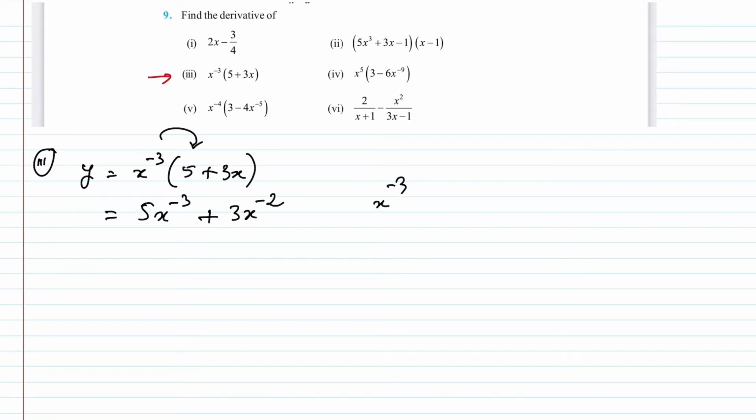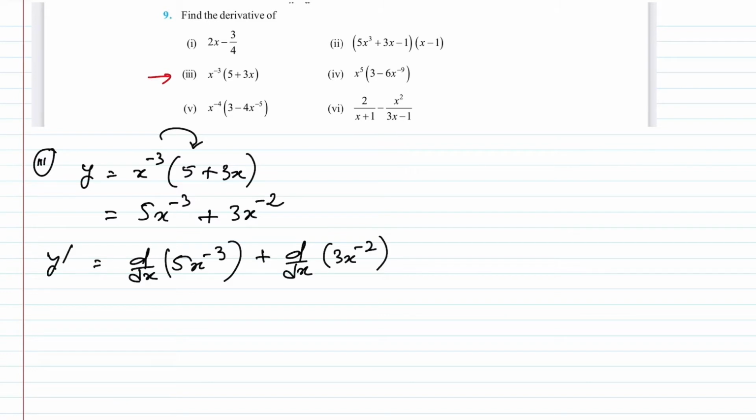So x to the power minus 3 into x to the power plus 1, the product of this is going to be x to the power minus 3 plus 1, isn't it? So it's very simple. Okay, so I hope you have got this. Therefore y, this will be the derivative of 5x to the power minus 3 plus the derivative of 3x to the power minus 2.